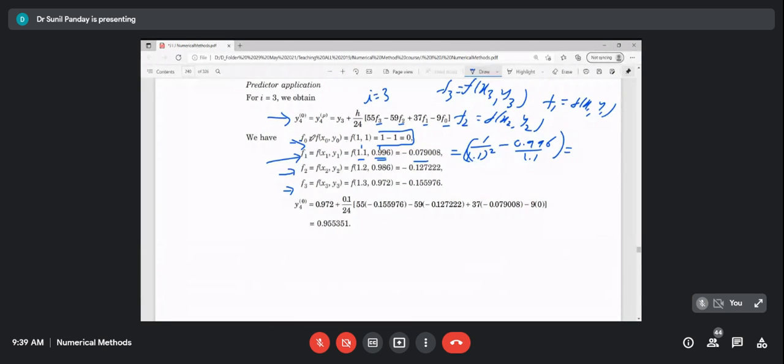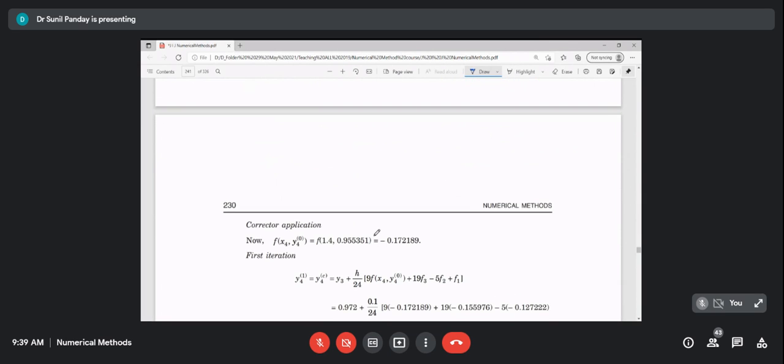Now you get the value of y4. So y4 is 0.97, this is actually given. You substitute this one here, h is also given, and all these values are given. So this is the predicted value of y4 that is with you. Now you correct this value.